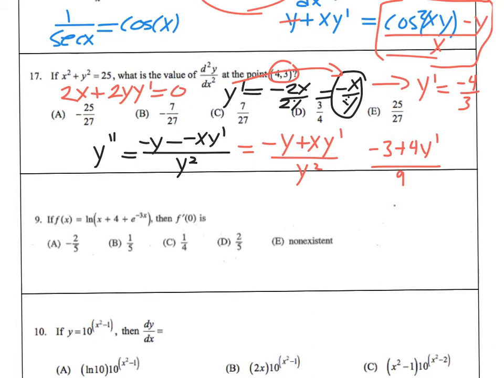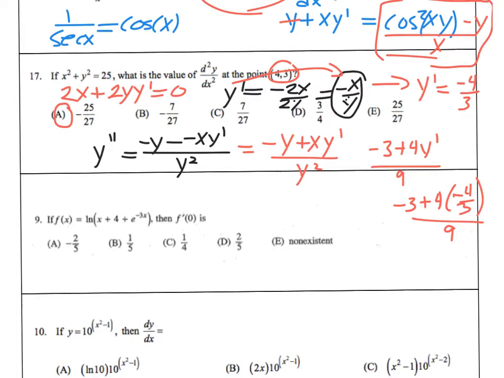So if I plug that in, we get negative 3 plus 4 times negative 4 over 3, all divided by 9, which is going to come out as negative 16 over 3 minus another 9 over 3, which would be negative 25 over 3, and then divided by 9 is going to be negative 25 over 27, which happens to be A.